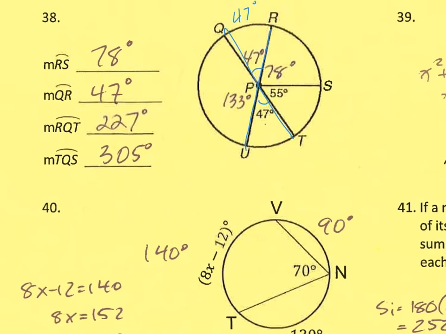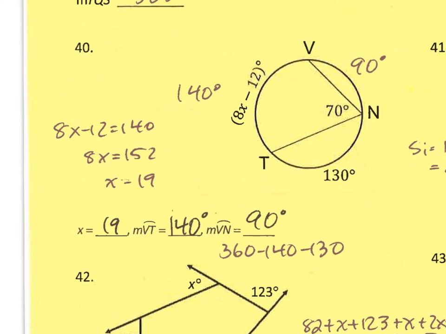All right. Moving along, you got the other property, which is that inscribed angles are half the arc. So what that told me is that this arc is 140. So my setup is 8x plus 12 minus 12 equals 140. 8x equals 152. X is 19. I want to find also VN. This is a little bit tricky, but I know that this whole arc, VTN, is made up of 140 and 130. So that's 270. Subtract from 360. That gives me what's left is 90.